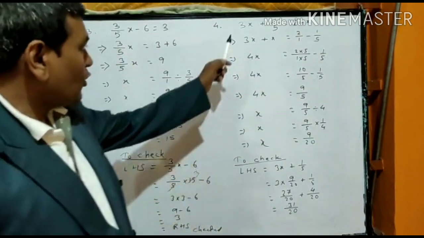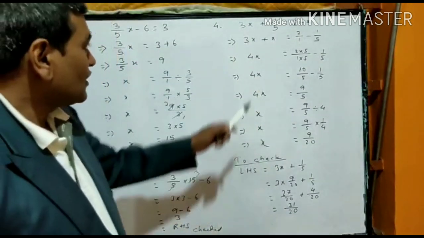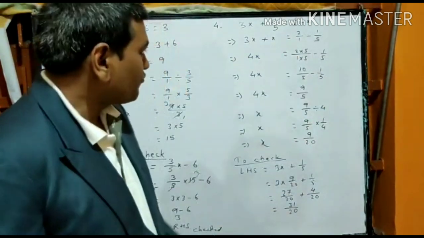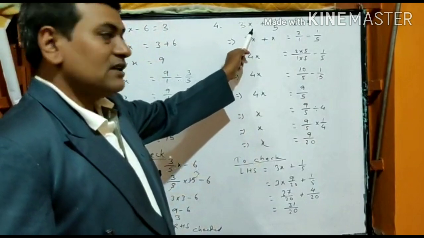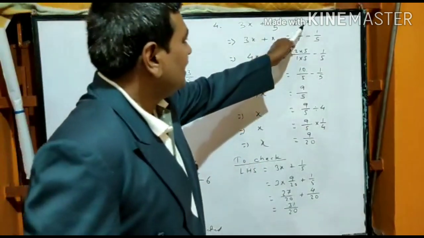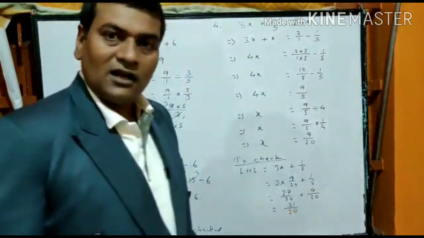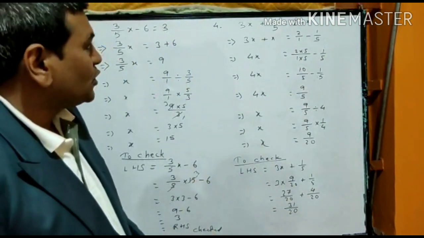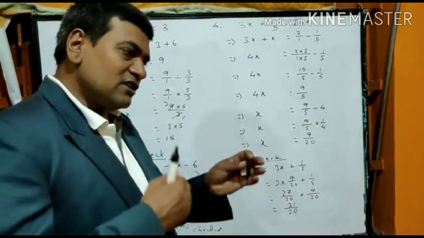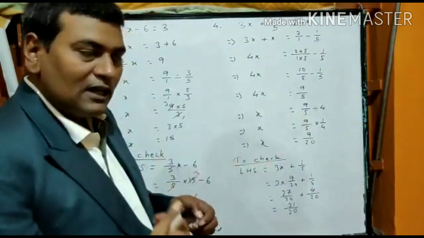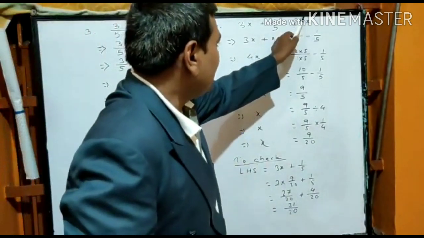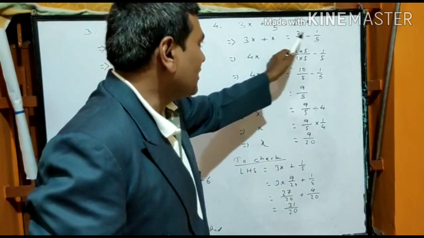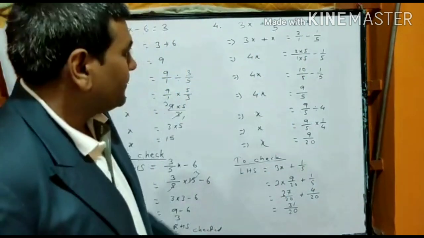Now let's see question number 4. It is 3x plus 1 by 5 equal to minus x. In the left hand side 3x is a variable, and in the right hand side it is minus x, also a variable. There are variables on both sides, so take them together, constant to the right side and variable to the left side. This is negative, so here it will be positive, and this is positive in the left hand side, so it will be negative in the right hand side.